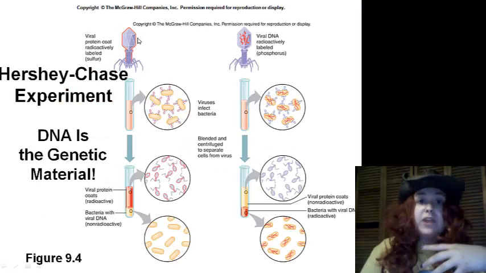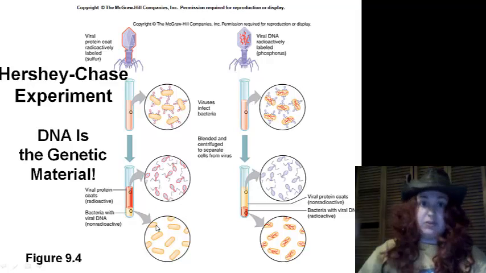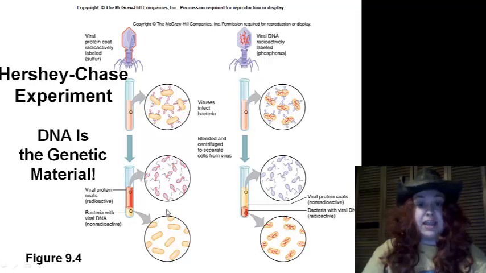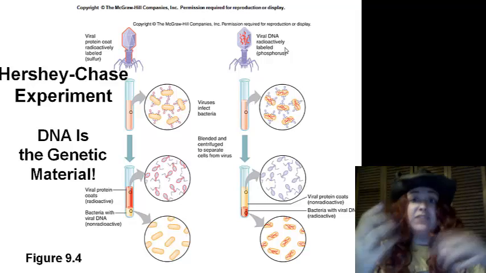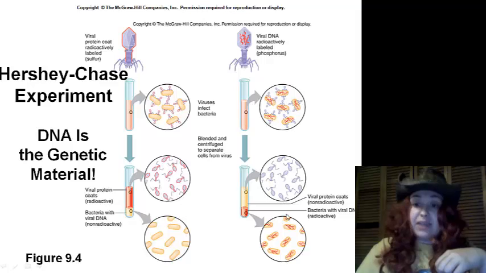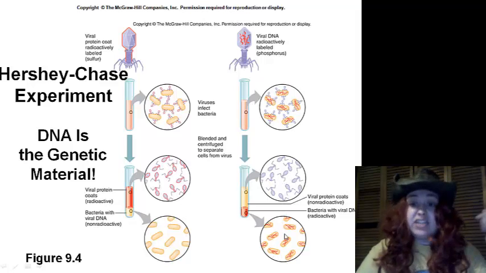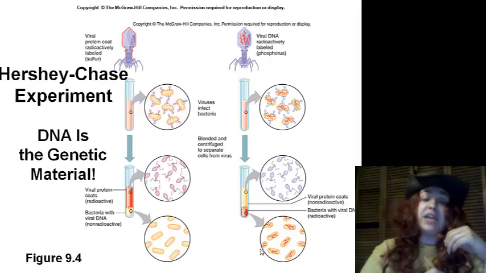So, when they radioactively labeled the sulfur, it just labeled the outside of our virus. So when the virus came in and injected the genetic material into the bacteria, it didn't inject the capsule on the outside. It injected the DNA, and the DNA was not labeled. But over in this batch, where we radioactively labeled the phosphorus, which is on the DNA, when they looked at the bacteria, they saw that the virus had injected the DNA. So again, DNA is the genetic material.